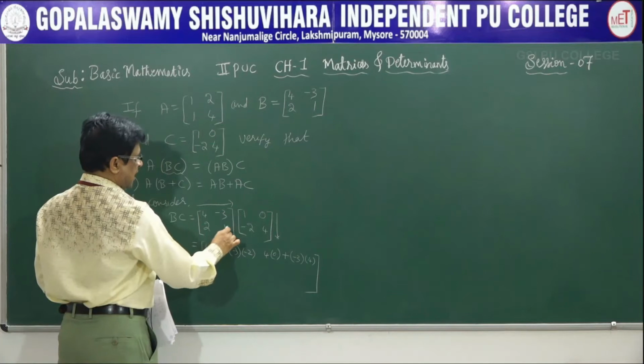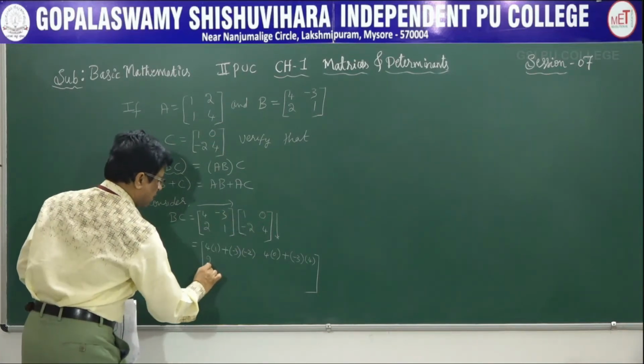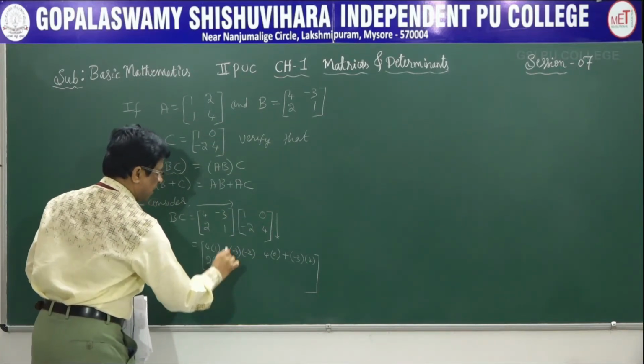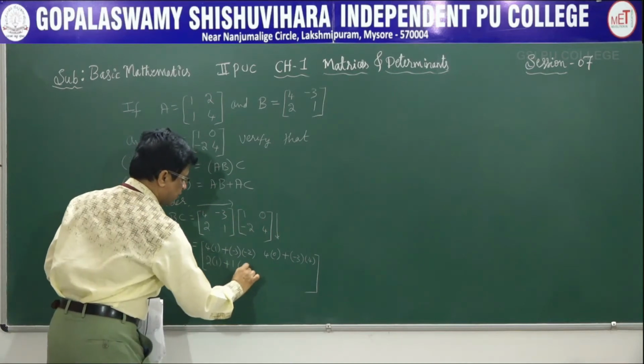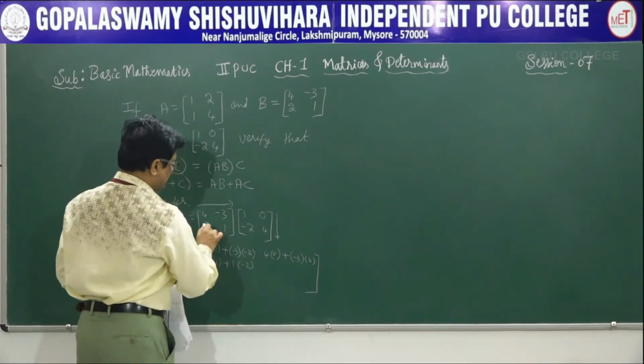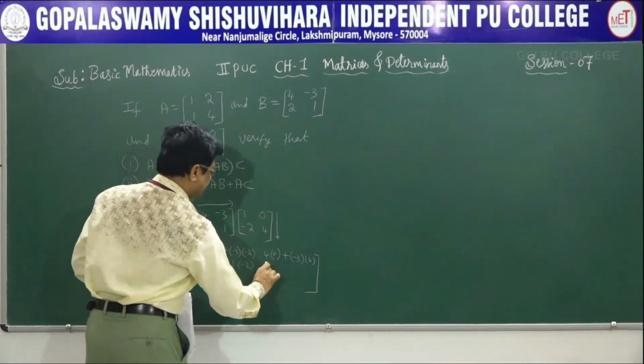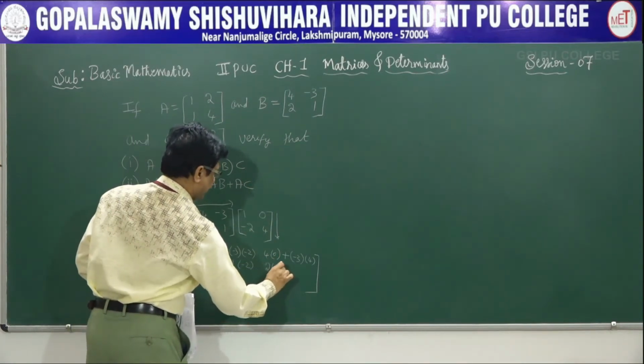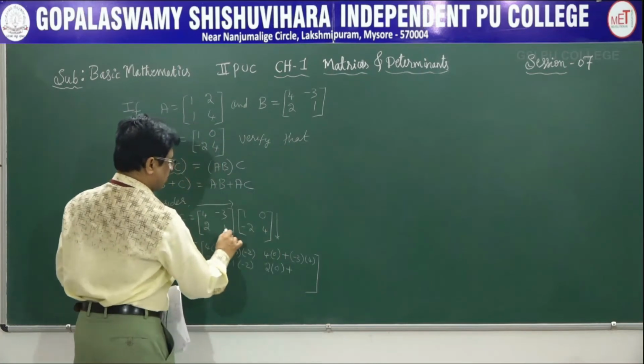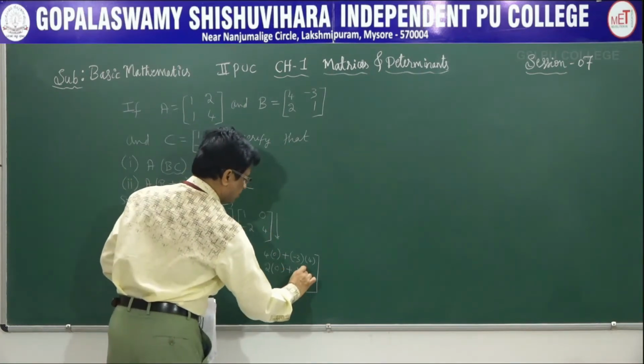Next, second row into first column: 2 into 1 plus 1 into minus 2. Next element, second row, second column: 2 into 0 plus 1 into 4.